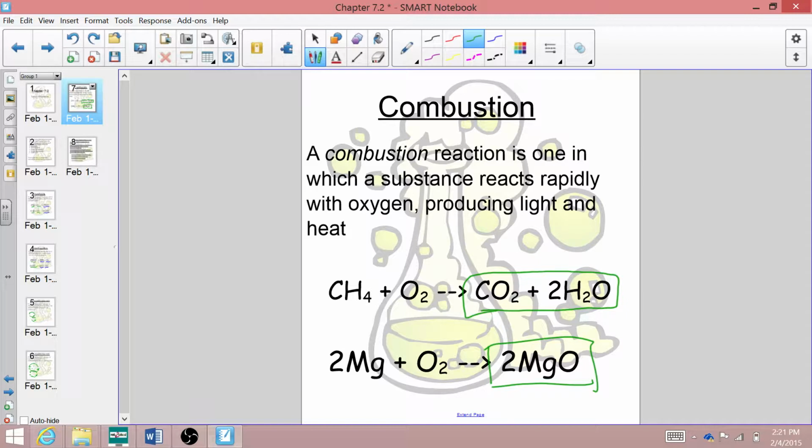So while it is usually easy to identify combustion reactions by looking at their products, and if their products are CO2 and H2O, it's combustion, that's not the best way to identify them. The best way to identify them is to look at not only what the products are, but also what the reactants are. It has to be happening in the presence of oxygen for this to be a true combustion reaction.